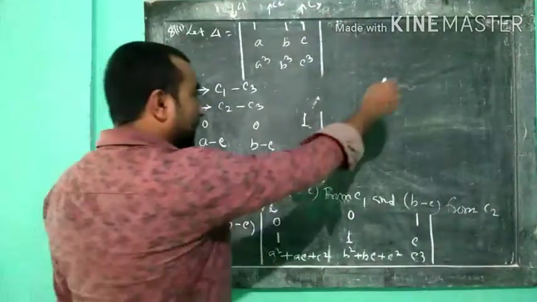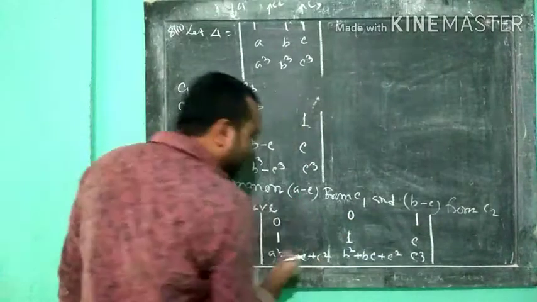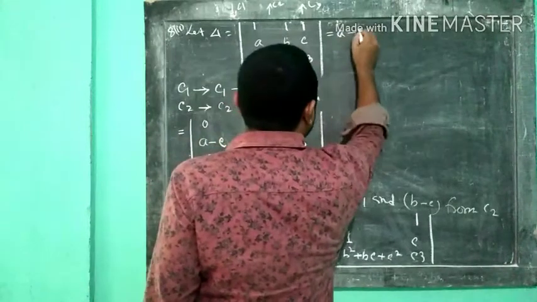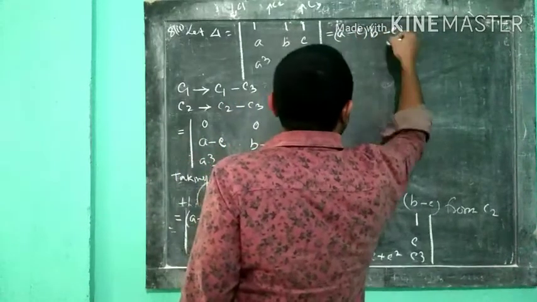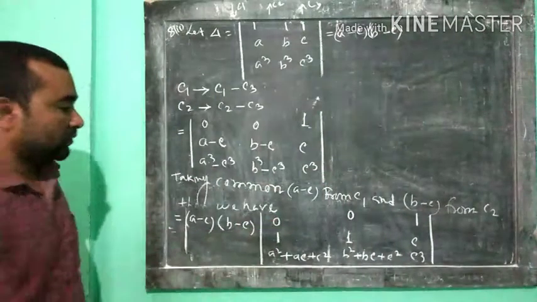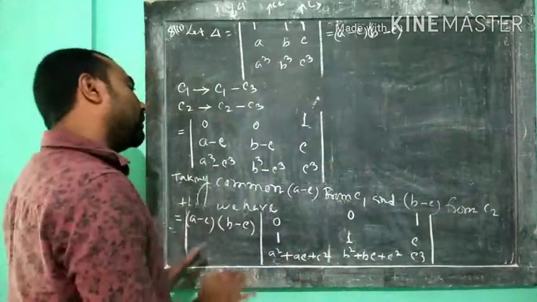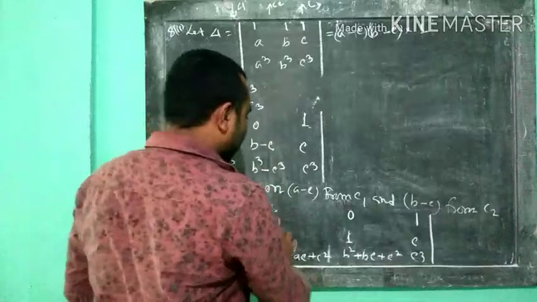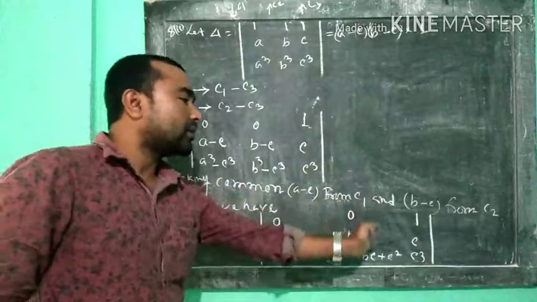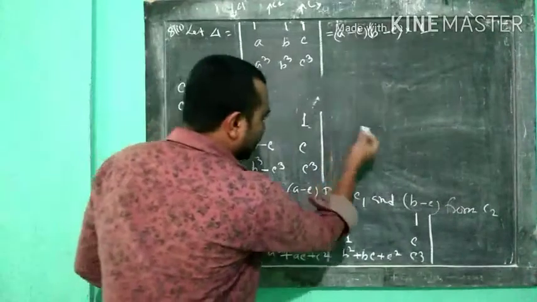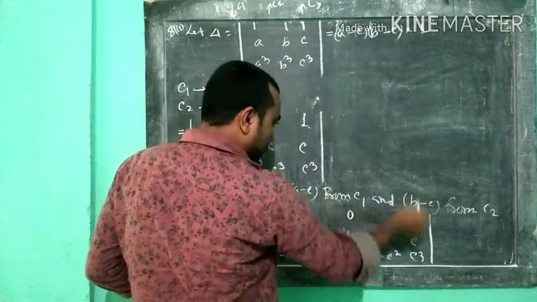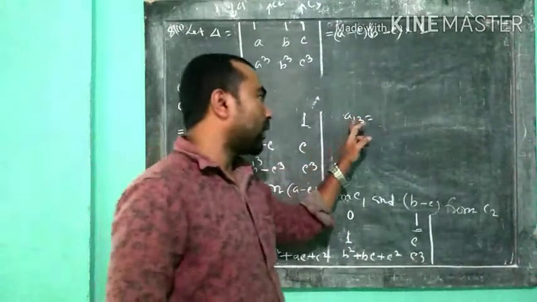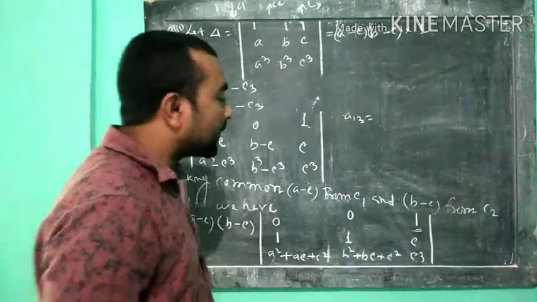Now expanding along R1. If we expand along R1, then this is equal to a minus c, b minus c, and this one and this one are 0, no? So the value depends on the 1. This is the first row and the third column, so the sign is positive. Why? This is A13, where i is 1 and j is 3. So 1 plus 3 is 4, and 4 is an even number, so the sign should be positive.